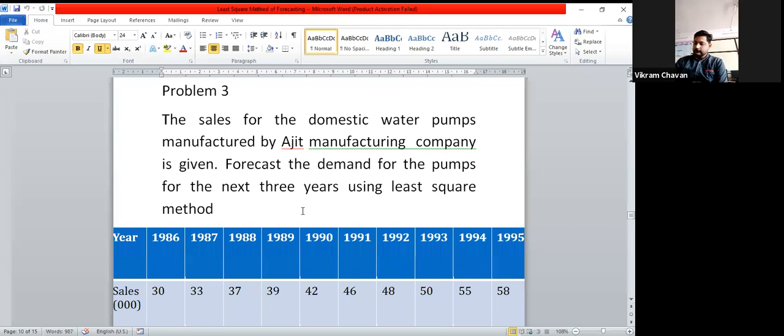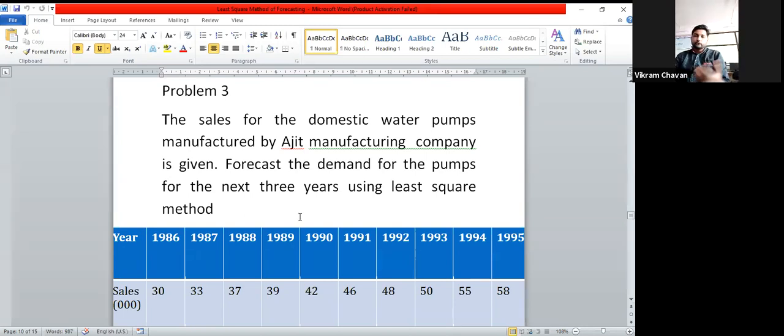So in the last lecture, we discussed two problems on the least square method, which is a regression analysis type of method. Today, we have taken the overview of problem number 3. What is the trick in problem number 3, or how does this problem differ from the previous two problems that we discussed in the last lecture?